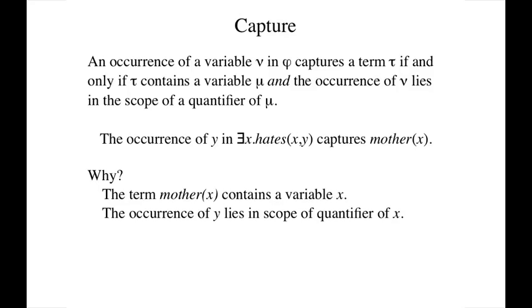Suppose you want to substitute mother of x for y in there exists an x hates xy. We cannot, because the occurrence of y in there exists an x hates xy captures mother of x. Why? Because mother of x contains a variable x and the occurrence of y lies in the scope of a quantifier of x.